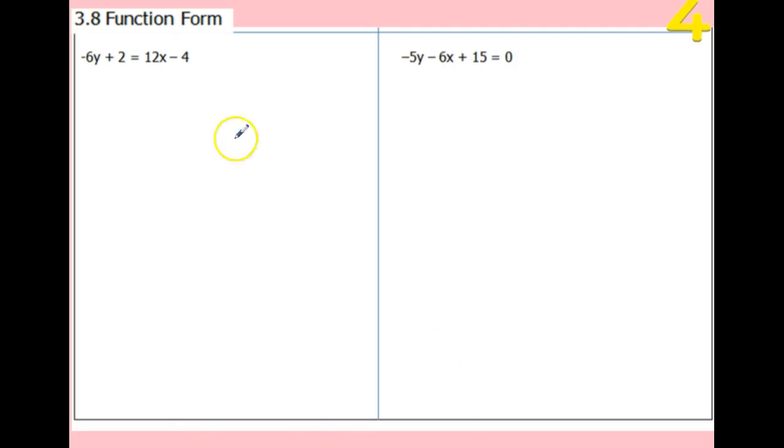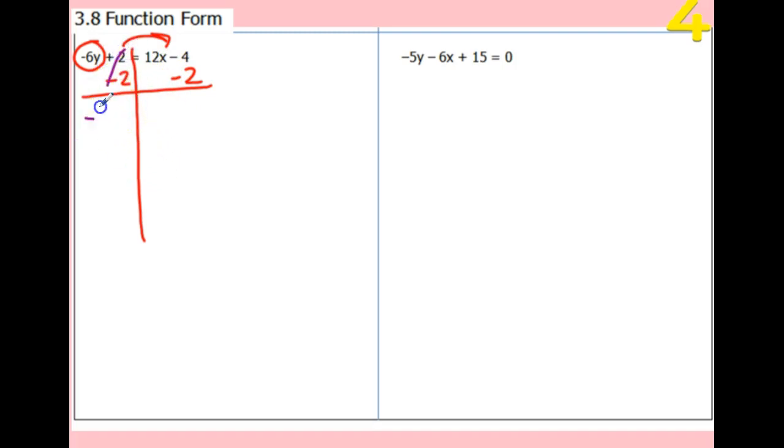The last two, again, solving for y. Leave your y's here. I need to move this 2 over to the other side. I'm going to do the opposite of what I see, subtract 2. Notice I put it under the 4 because we can combine those together. You can't combine the 2 with the x because one is a little letter.